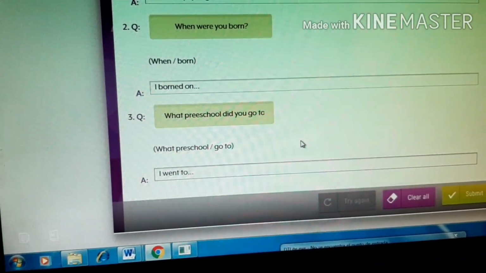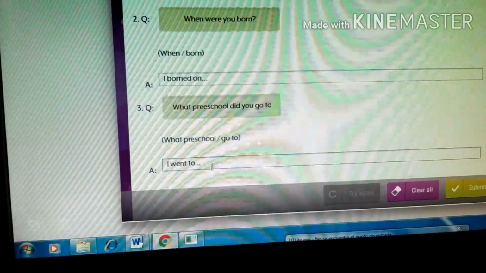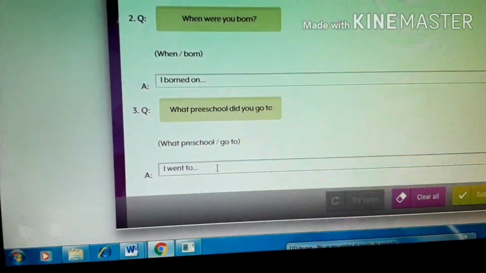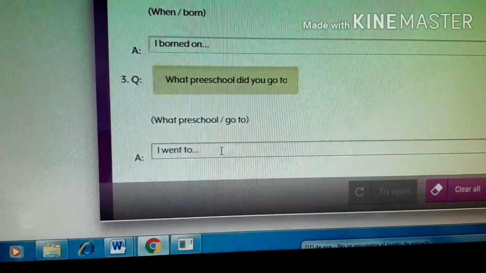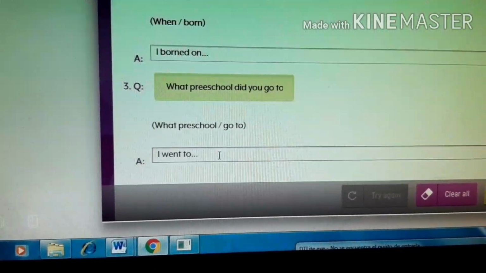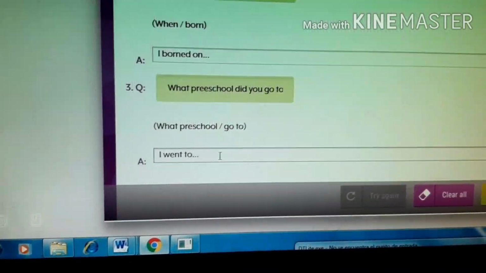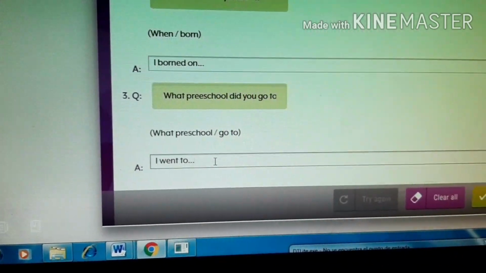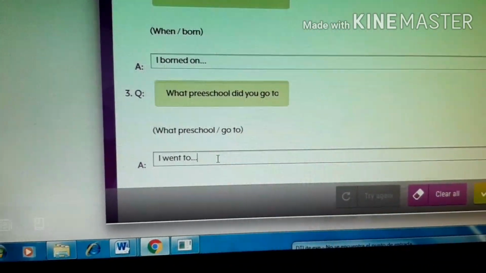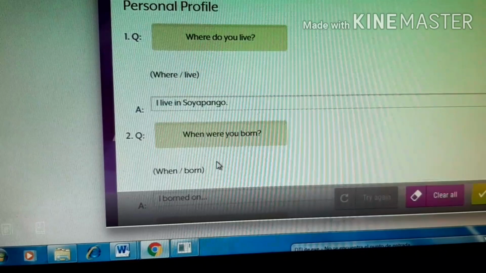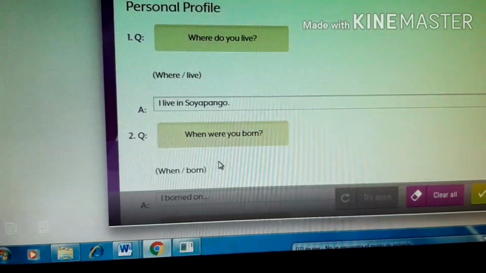Okay. Number 3. What preschool did you go to? The answer, I went to Colegio Español Padre Arrupe in your case. Okay? And this is all for this activity. Number 2, on your practice book. Take notes. Tomen nota.